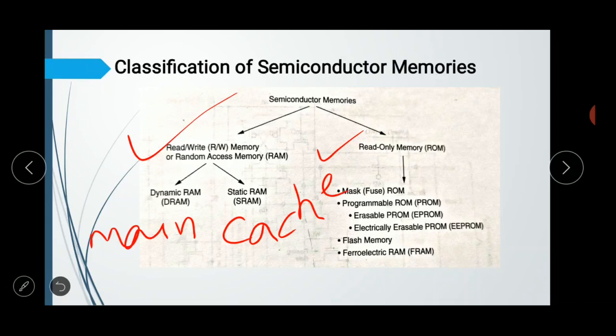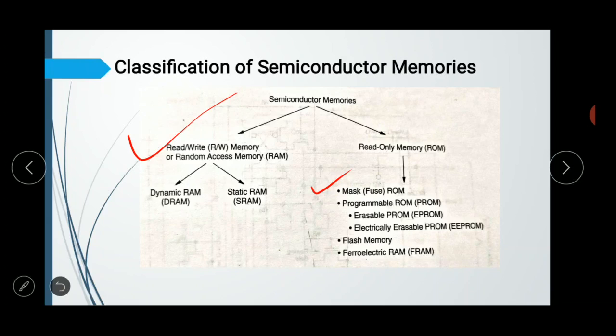Next, ROM. ROMs are non-volatile memories, that is, the stored data is not lost even when the power supply is off, and refresh operation is not required here. Depending on the type of data storage method, ROMs are categorized as mask ROM, then programmable ROM, then flash memory, then ferroelectric RAM.